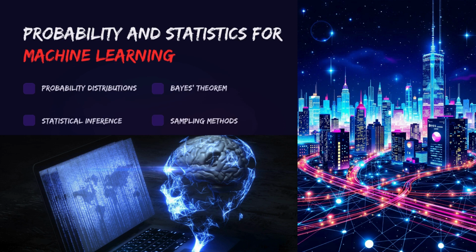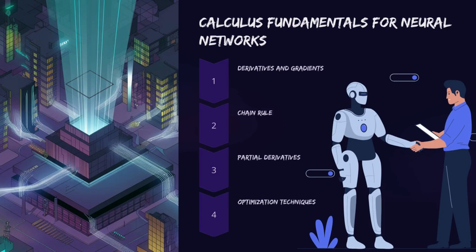Derivatives and gradients. Essential for understanding how neural networks learn and optimize their parameters during training. Chain rule. Crucial for implementing backpropagation, the key algorithm for training deep neural networks. Partial derivatives. Necessary for working with multivariable functions in complex neural network architectures.